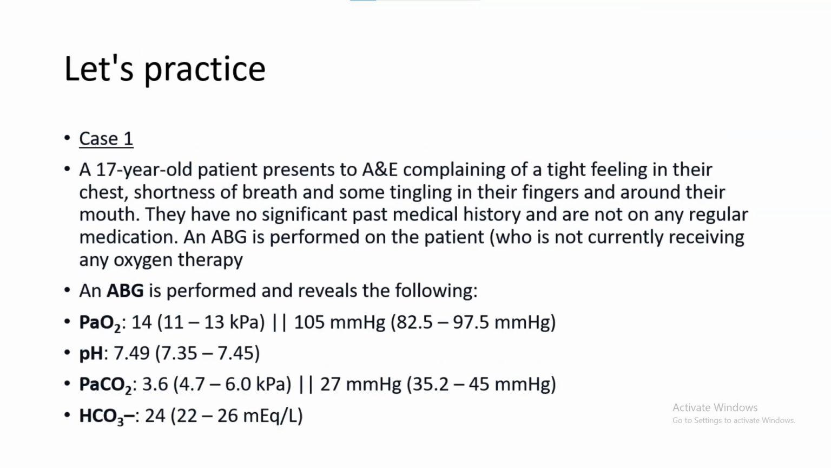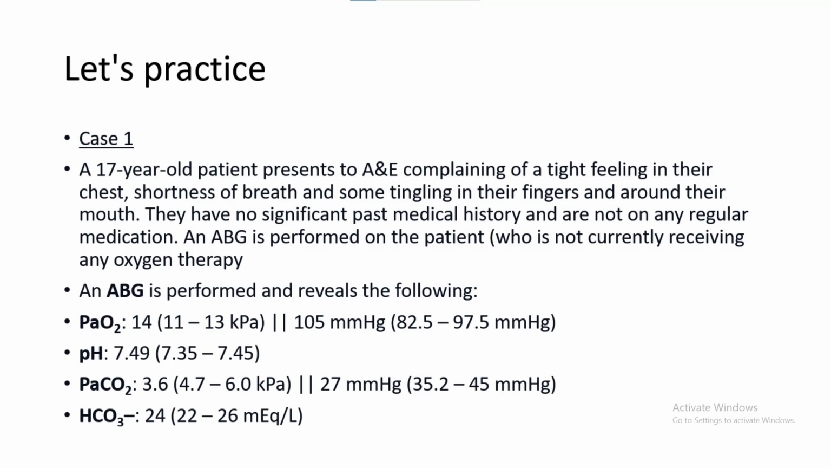Let's practice. Case 1. A 17-year-old patient presents to A&E complaining of a tight feeling in their chest, shortness of breath, and some tingling in their fingers and around their mouth. They have no significant past medical history and are not on any regular medication. An ABG is performed on the patient, who is not currently receiving any oxygen therapy.